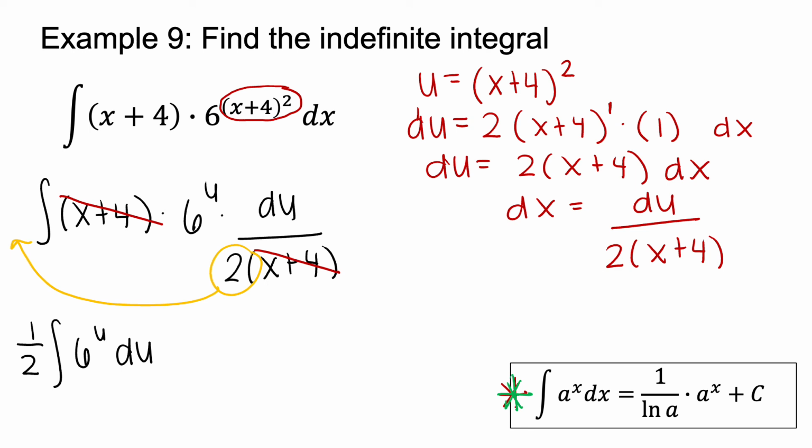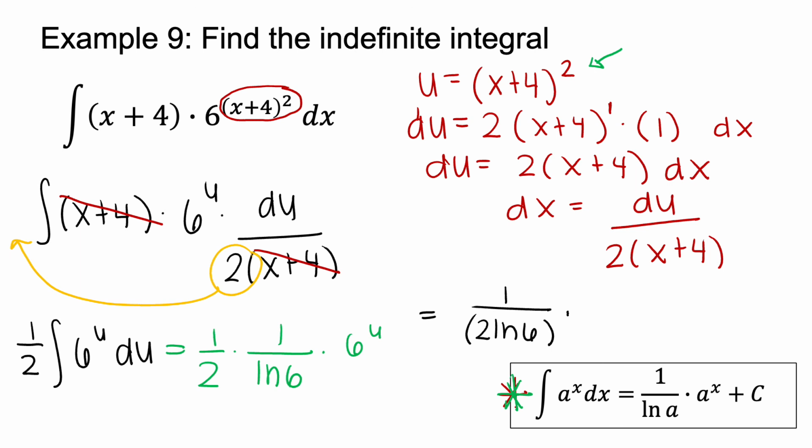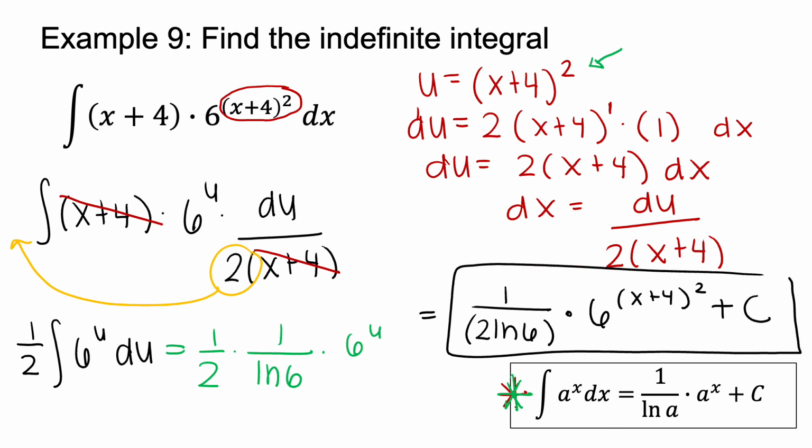So integrating we get, keeping our 1/2 on the outside, our a value is going to be 6, so this would be 1 over the natural log of 6 times 6 to the u, and then replacing our u back with what we originally subbed it in for, this would be equal to 1 over, I'm going to combine, 2 natural log of 6 times 6 to the x plus 4 squared, and then because this is an indefinite integral, of course we need a plus c. So again, sometimes our problems look really intimidating, but as long as we try our u substitution, we're able to simplify and to solve.